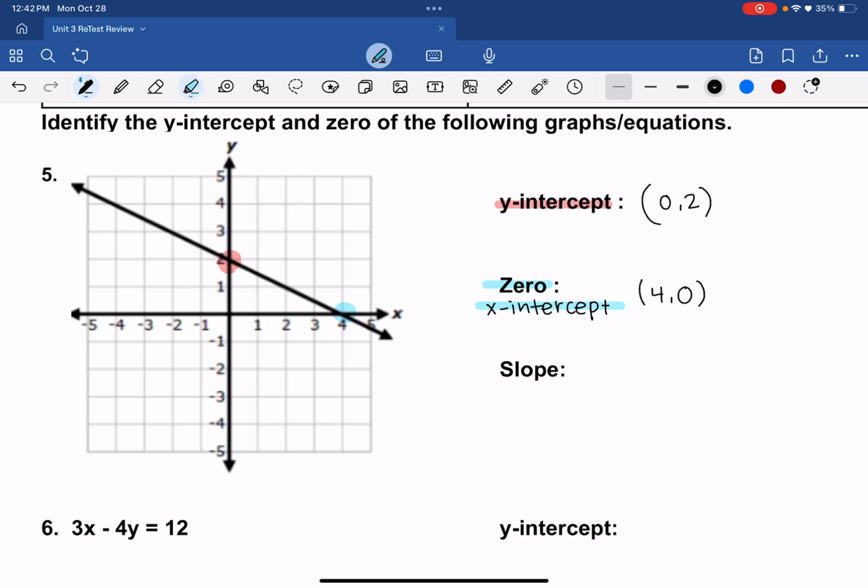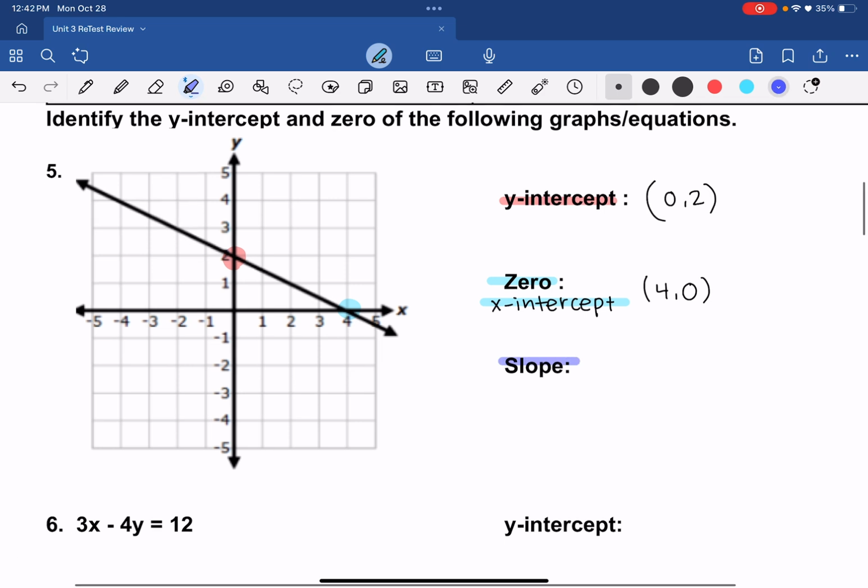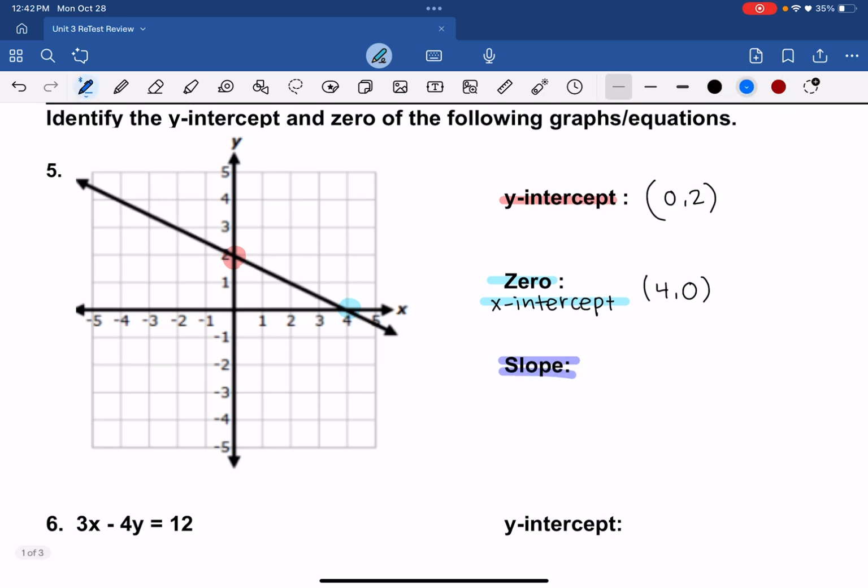And then remember, our slope is our rise over run. In this case, always try to go from a left point to a right point. So it tells me to fall 2 and run 4. When I fall 2, it's going to be negative. And negative 2 divided by 4 is a negative 1/2 slope.